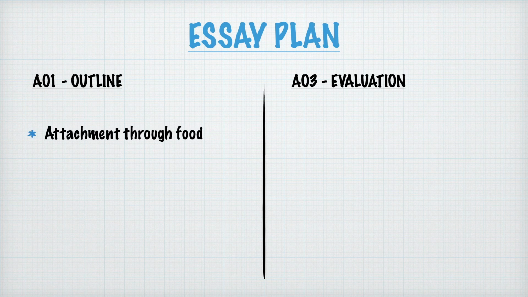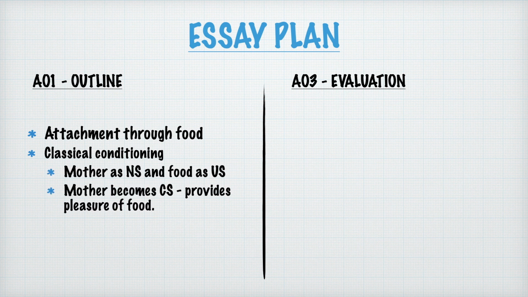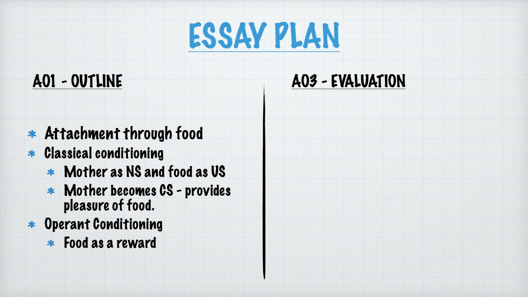So, here is my plan. My outline is going to be very standard and I'm going to go through both classical and operant conditioning. Although I'll definitely spend more time on classical than I will operant. It doesn't matter though, you don't have to have the same amount of both theories, it's all about the depth-breadth trade-off. The key will be to use as many keywords as possible that relate to the behaviorist approach, so make sure you get your neutral stimulus, your unconditioned stimulus, your conditioned stimulus, rewards, and so on and so on.